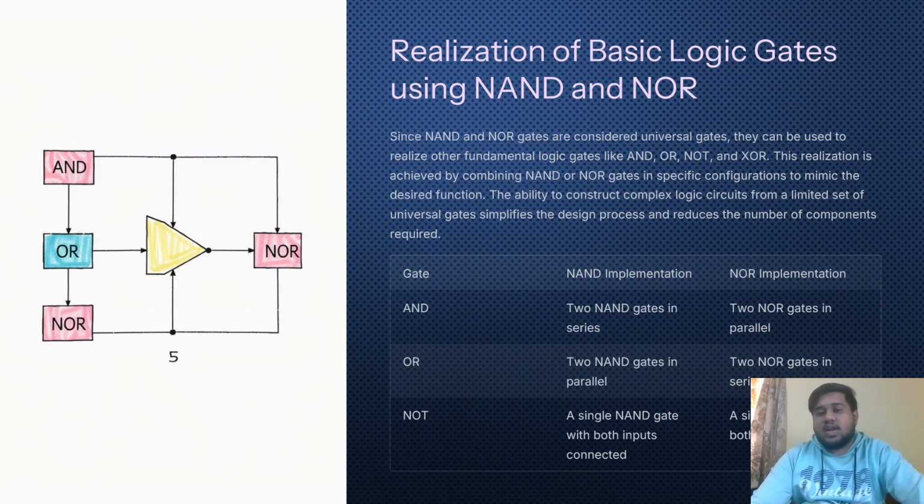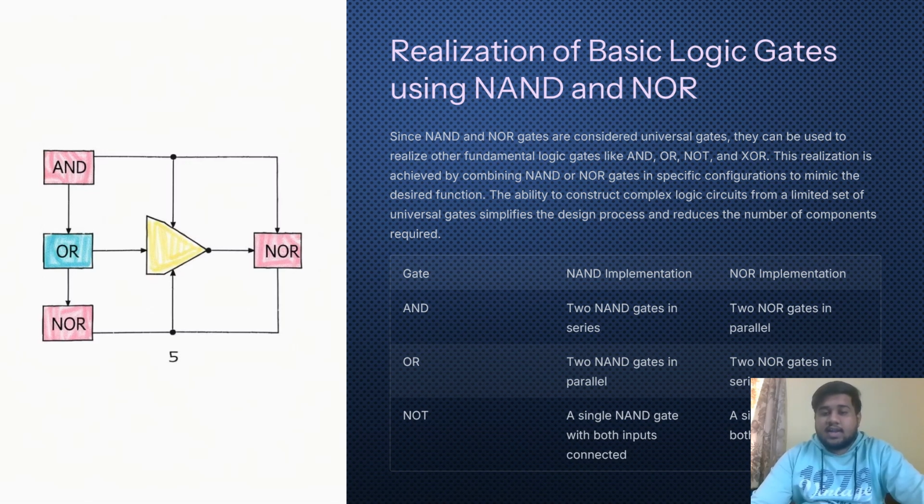Since NAND and NOR gates are considered universal gates, they can be used to realize other fundamental logic gates like AND, OR, NOT and XOR. This realization is achieved by combining NAND or NOR gates in specific configurations to mimic the desired function. The ability to construct complex logic circuits from a limited set of universal gates simplifies the design process and reduces the number of components required.